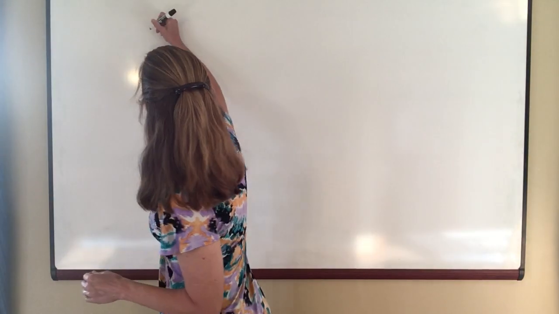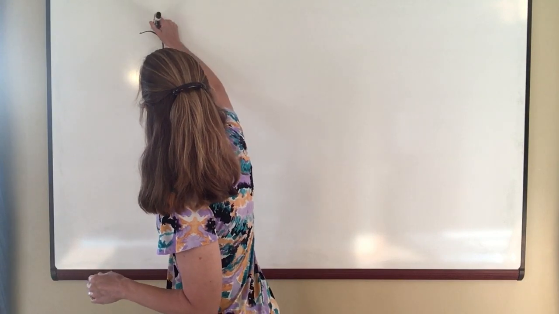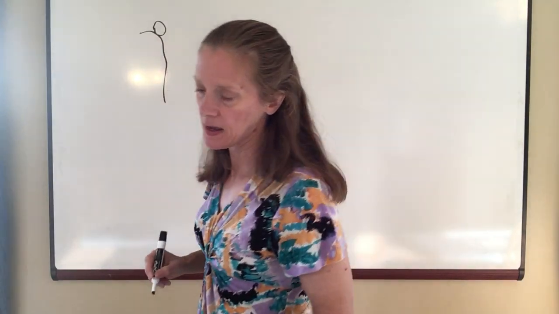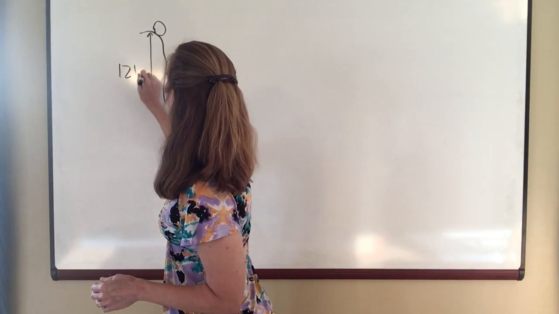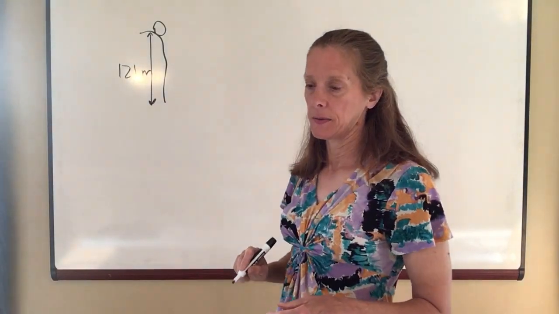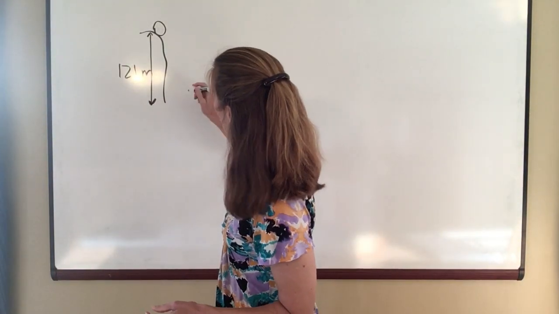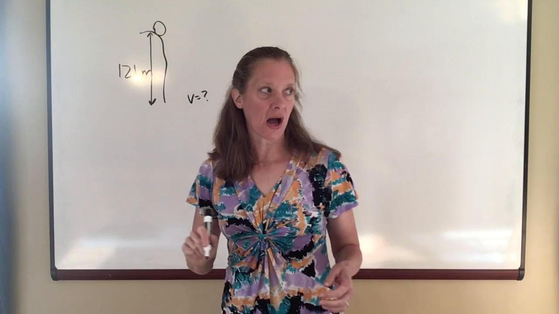Example 8.4 says that a rock is at rest on top of a 121 meter high cliff, and if the rock falls off the edge of the cliff, how fast will it be traveling the instant before it hits the ground? And we're allowed to ignore air resistance in this. So if I draw a picture here, and I have a rock that's sitting up here, and I know that this cliff is 121 meters high, and what I'm asked for is, if the rock falls off, what's the velocity down here at the bottom of the cliff?